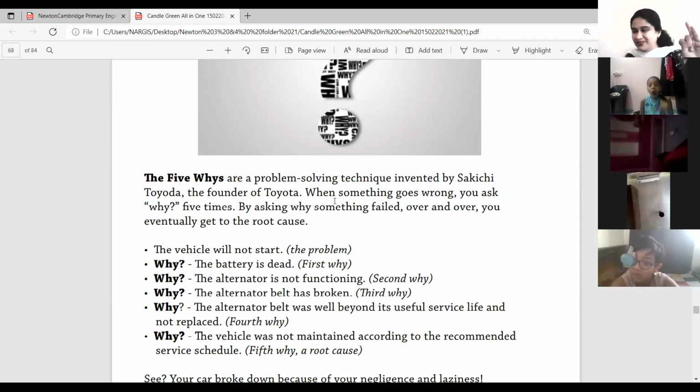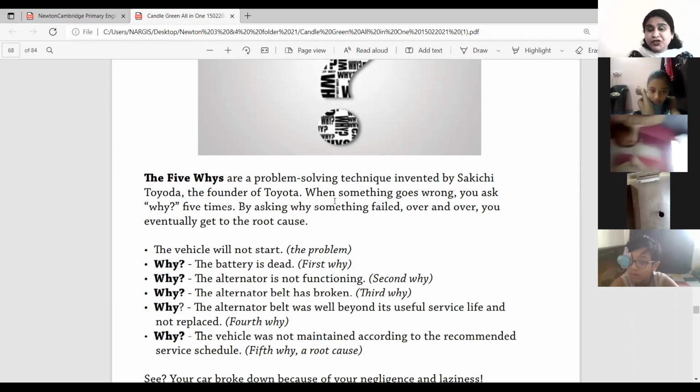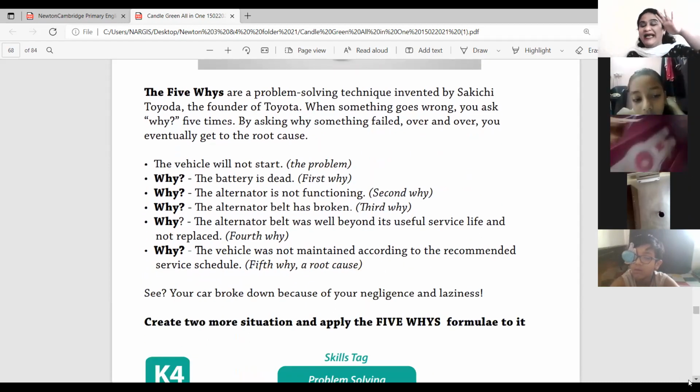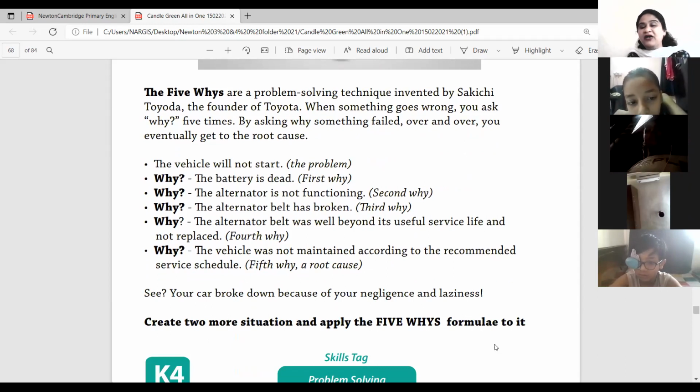The alternator is not functioning. The alternator belt is broken. The alternator belt was beyond its useful life, not replaced. The vehicle was not maintained. See, if you go on thinking, you will get your answer. Yes, or your car broke because of your negligence and laziness.